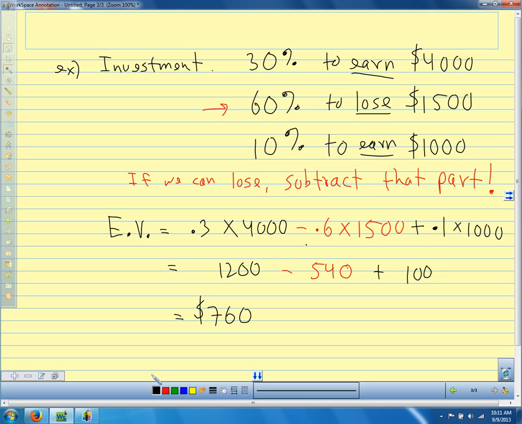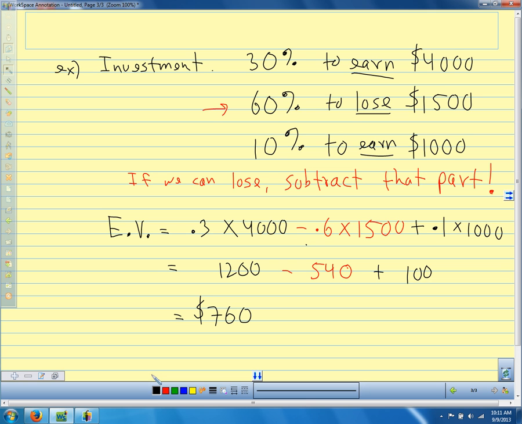So if this were an investment, would you recommend this investment? We get 760. So in the long run, you would expect from this investment to get $760. So you're investing something somehow, so in the long run you'd expect to get $760. Now I don't know if you want to make more, but the expected value is positive. If we calculated this out and our expected value came out negative, what would that tell you about the investment?